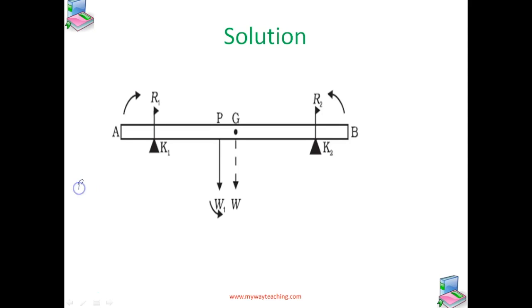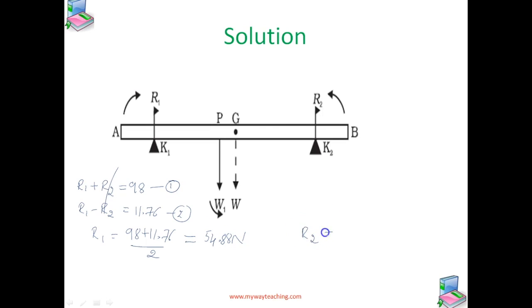Okay. So from equations 1 and 2, the first equation gives R1 plus R2 is equal to 98 Newton, and the second one is R1 minus R2 is equal to 11.76 Newton. If you simplify this, we get the value of R1 as 54.88 Newton, and the value of R2, after substituting in any one of the equations, we get 43.12 Newton.